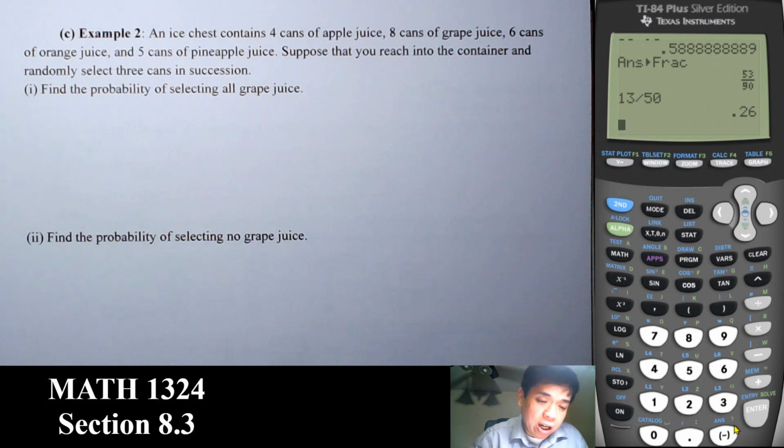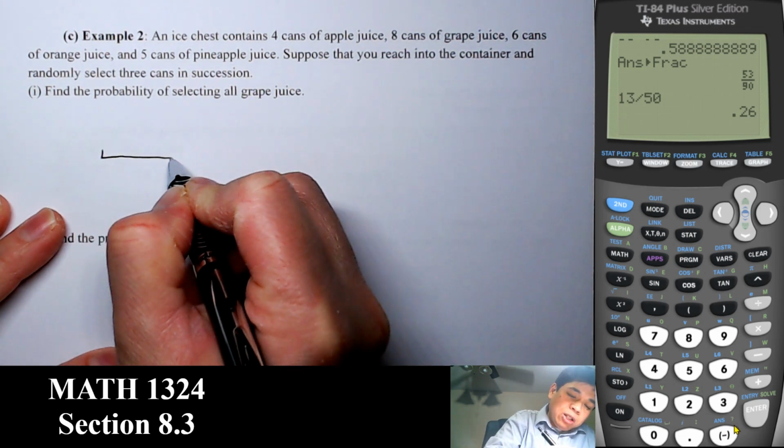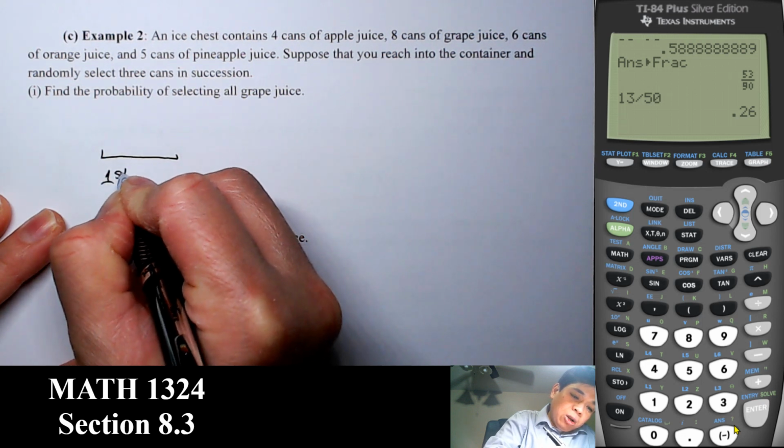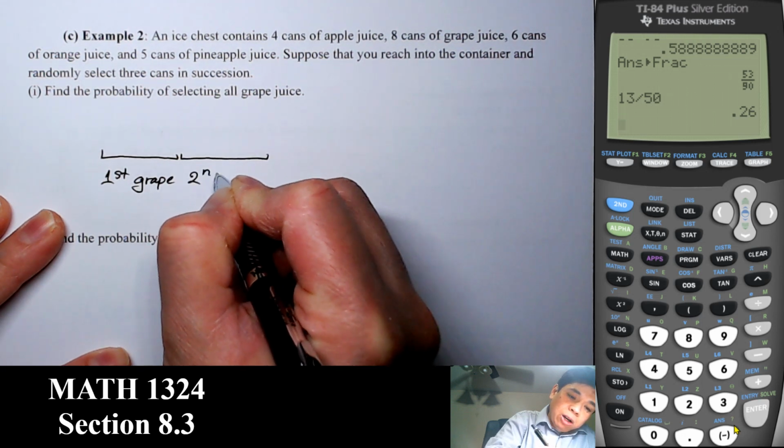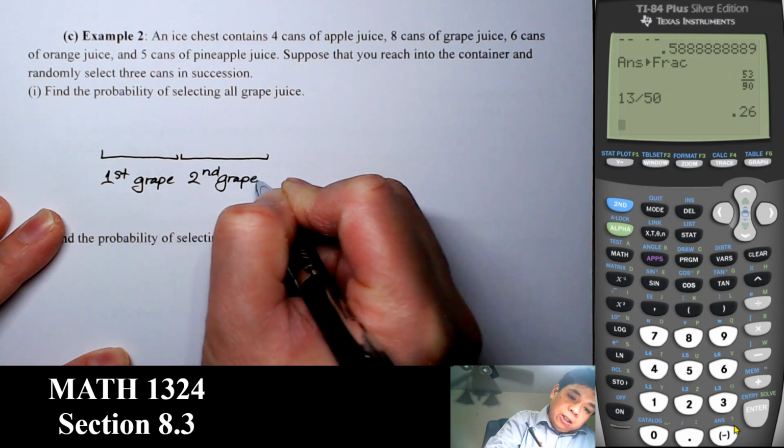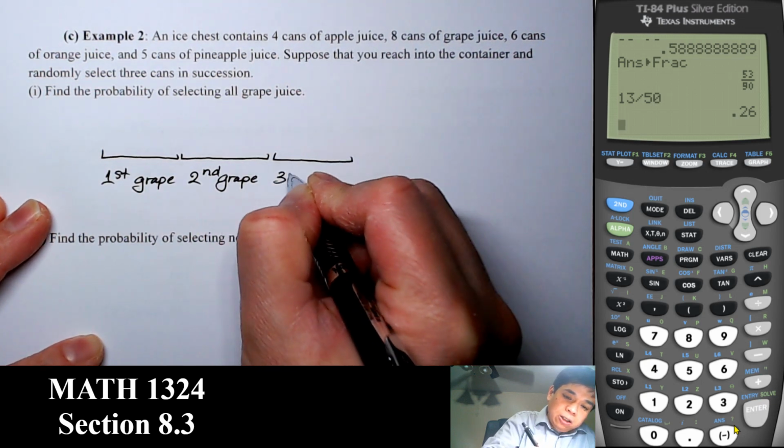Right. Let's see. A container contains 4 cans of apple juice, 8 cans of grape juice, 6 cans of orange juice, and 5 cans of pineapple juice. Suppose that you reach into the container and randomly select 3 cans. Find the probability that all of them are grape juice. Right. So remember the problems where we do different stages. In this case, we just write the first one is grape, the second one has to be grape, and then the third one is also grape.